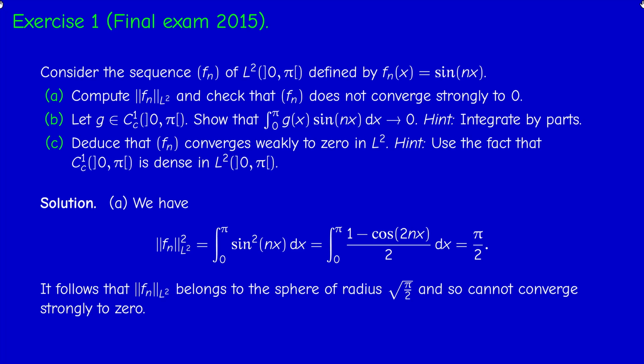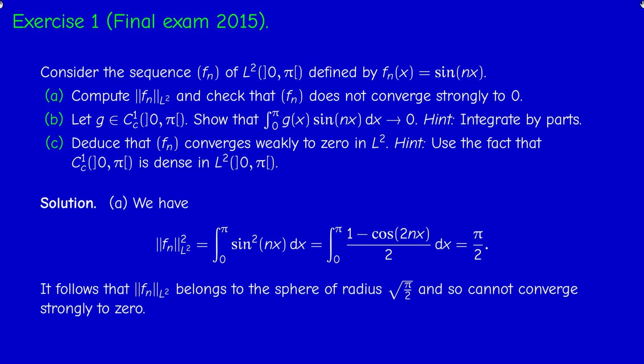Okay, now to prove that F_n converges weakly, we split the proof into two parts. We know that F_n converges weakly to 0 if the integral of phi F_n converges to 0 for every phi in the dual of L2, or in L2, because the dual of L2 is isometric to L2.